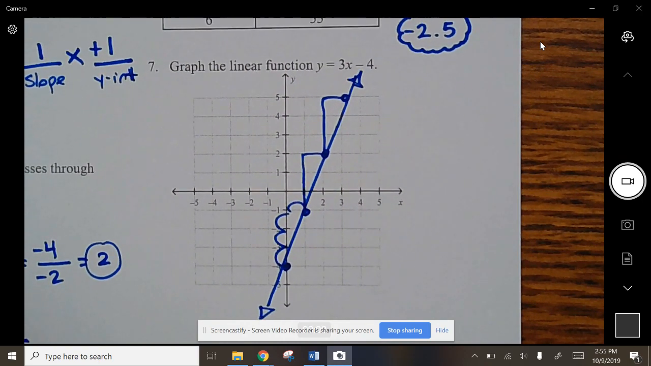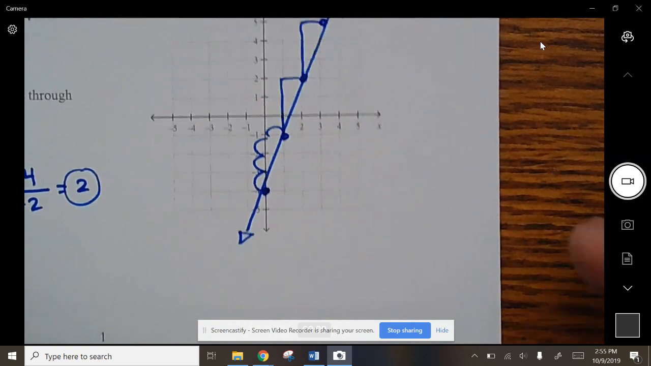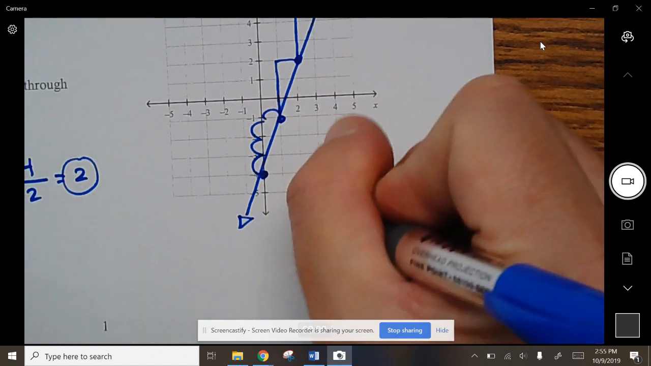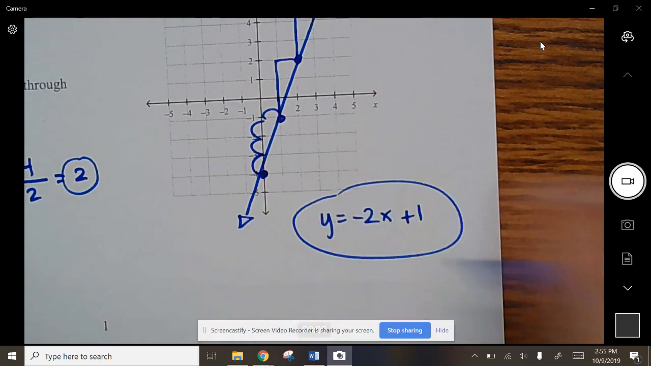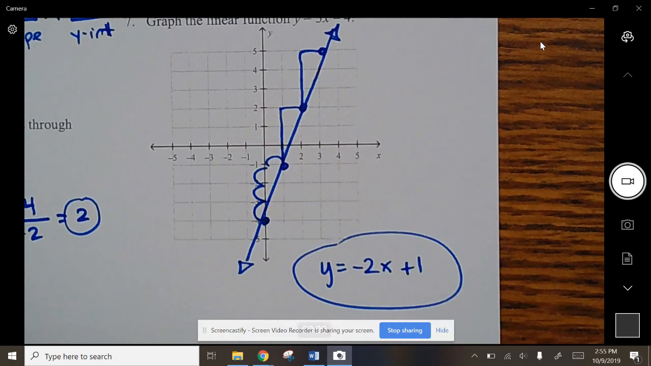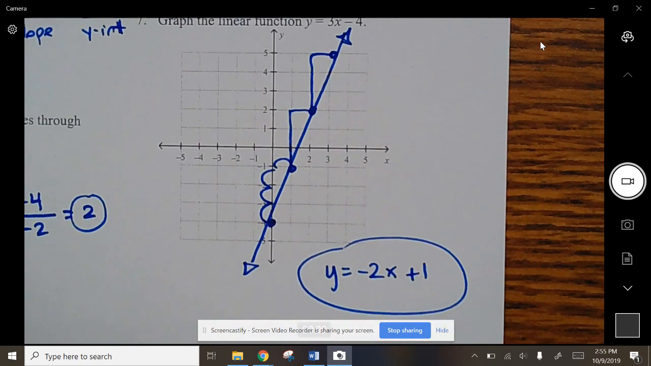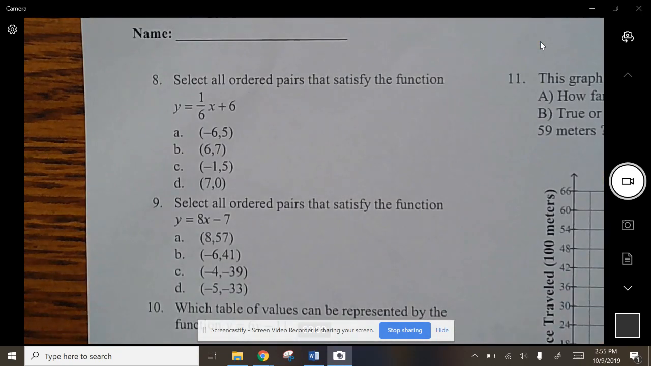When I see you tomorrow, hopefully those that watch the video, could you also graph this line on the same graph? And I'll know if you've watched the video if you graph that on there too. Okay? All right, now number 8.